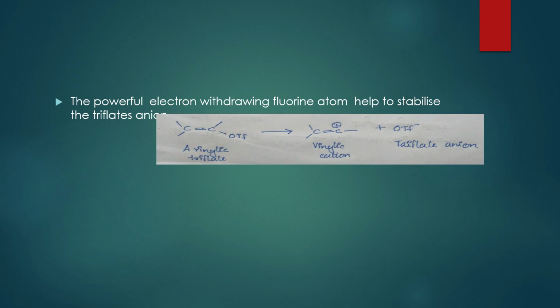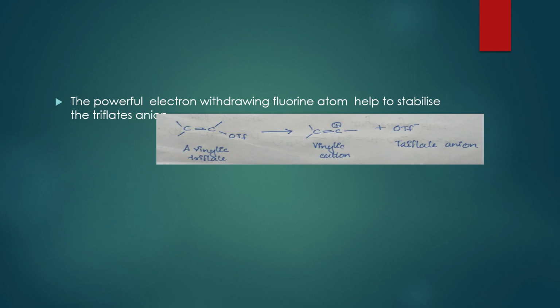As I mentioned, the powerful electron withdrawing fluorine atoms help to stabilize the triflate anion. Triflate anion is the conjugate base of the strongest acid, trifluoromethane sulfonic acid. From trifluoromethane sulfonic acid, H+ can easily come out, which means it is a good acid. That means the trifluoromethane sulfonate anion is the weakest base, with less capacity to hold H+. That is why trifluoromethane sulfonic acid is the best acid ever known.